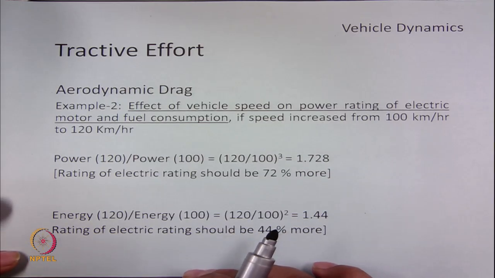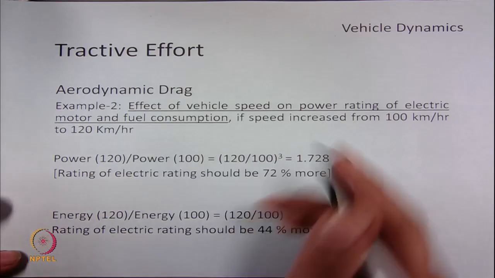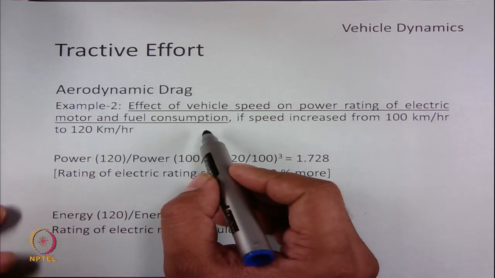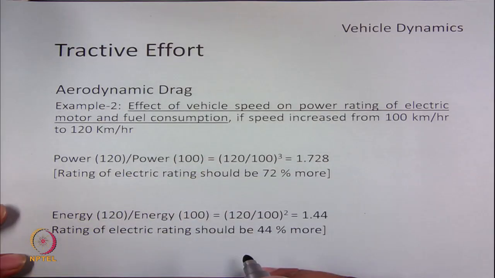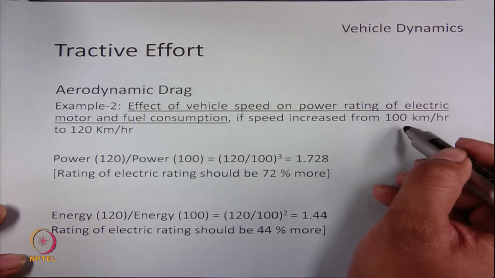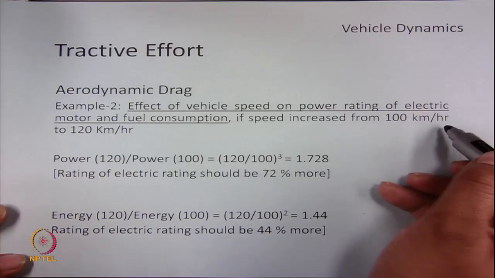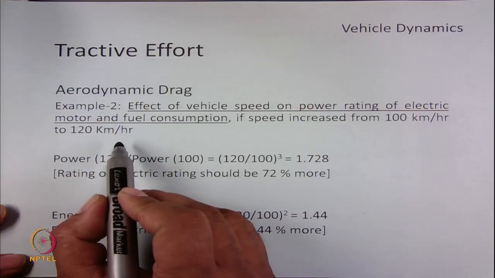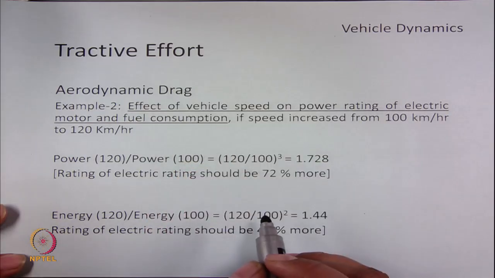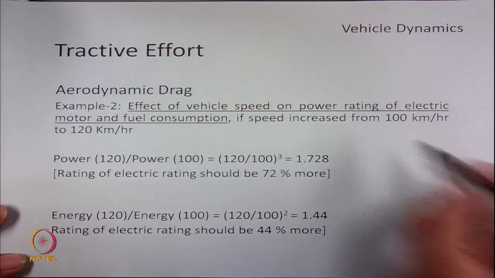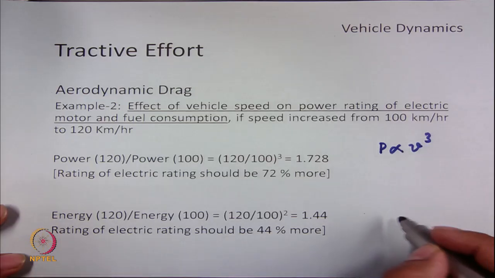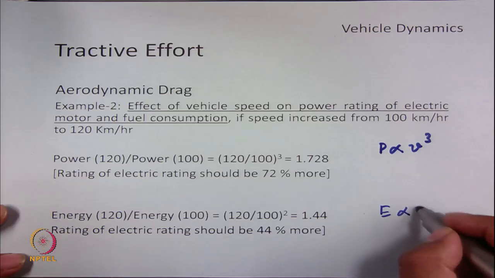Similarly, we want to understand the effect of vehicle speed on the power rating of the electric motor and the fuel consumption. Fuel consumption means the energy requirement from the battery. Let us say we have a vehicle which is normally driving at 100 kilometers per hour, and we increase the speed to 120 kilometer per hour. What will be its effect on the power rating of the machine and the energy requirement from the battery? We know that power is a function of velocity cube, and energy is a function of velocity square.